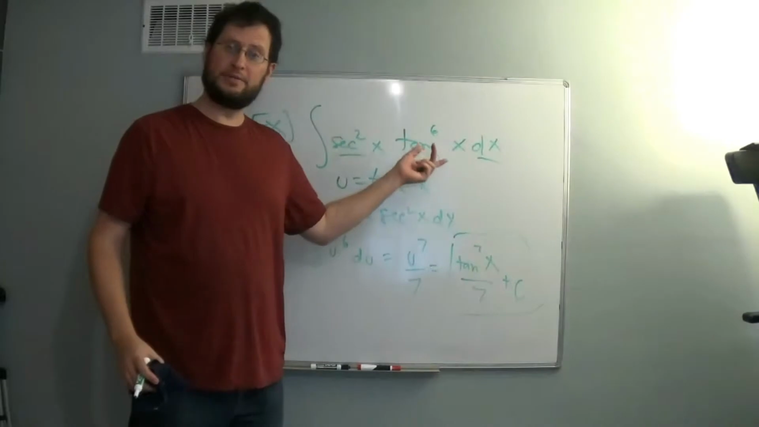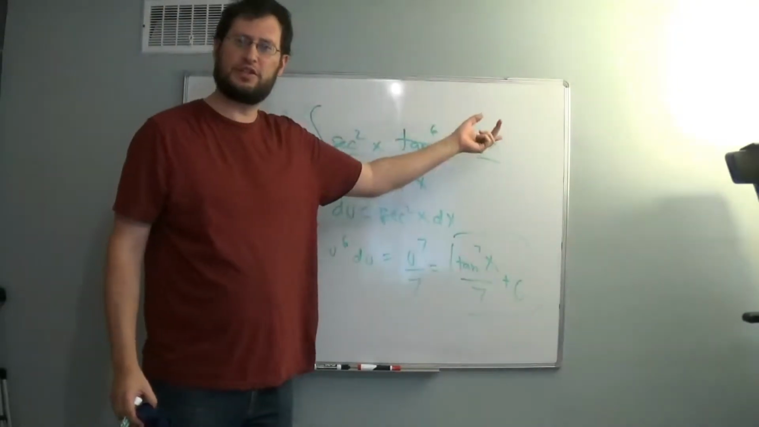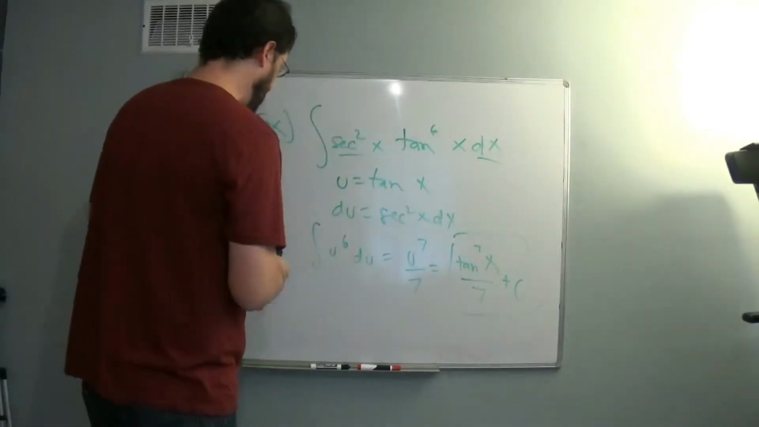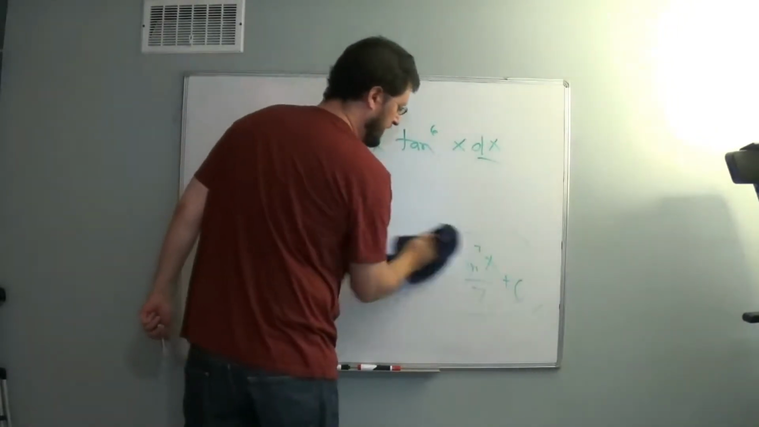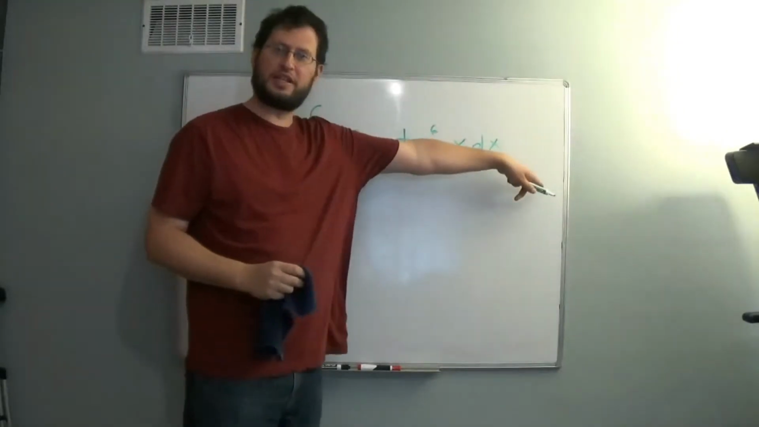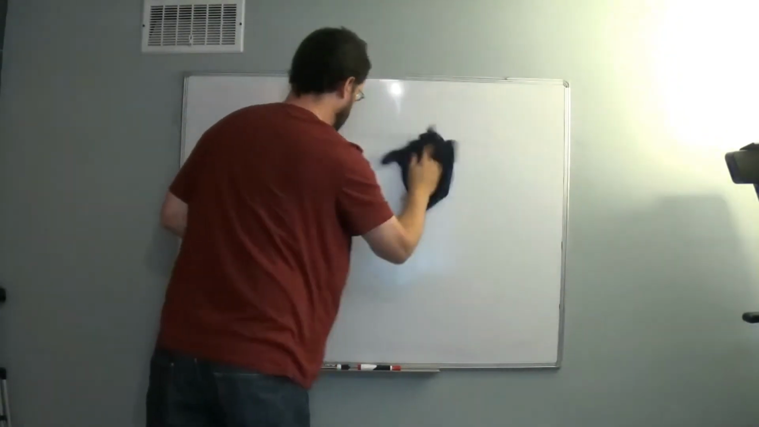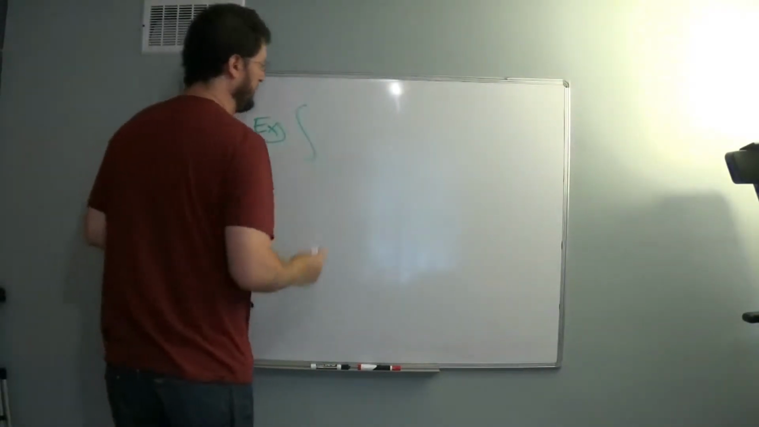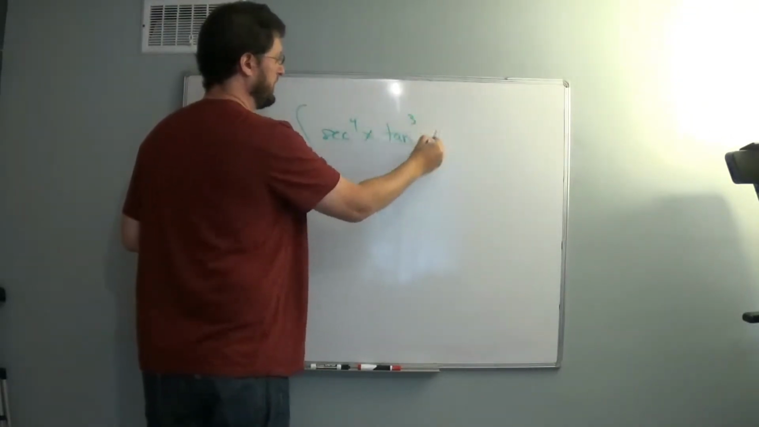So if I have two secants and any number of tangents, then I can use this idea. If I have two secants that I can use, and I can turn everything else into tangents, then we can apply the same idea. So for example, suppose that I had secant to the 4th x tan cubed x.